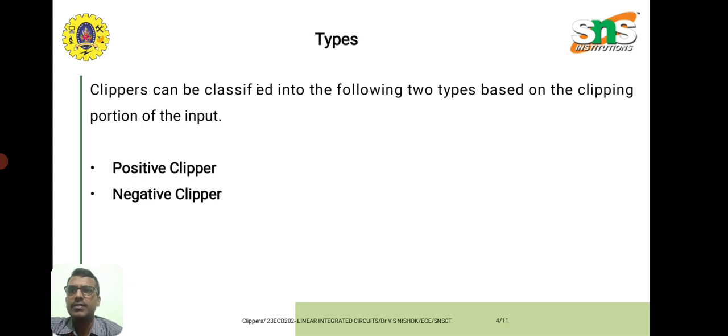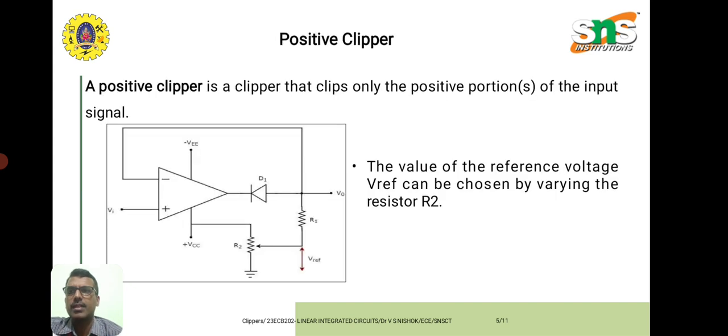Coming to the classification, under the series clippers we have two different types, starting with the positive clipper and the other one, the negative clipper. A positive clipper is a clipper that clips the positive portion of the input signal. Here we can see a diagram of a positive clipper with an op amp along with the diode D1.